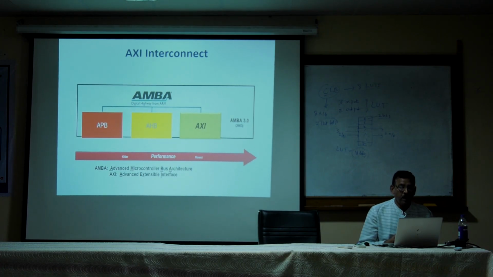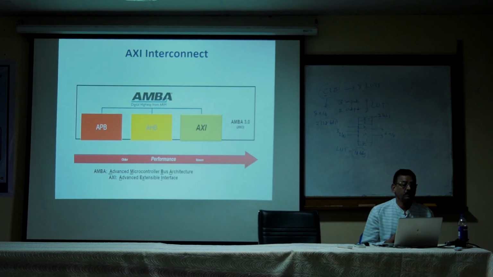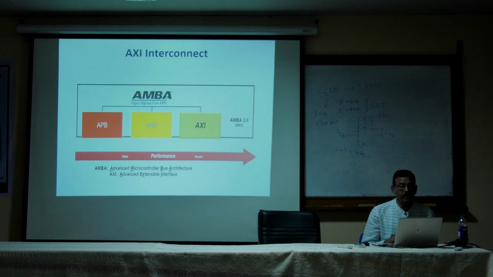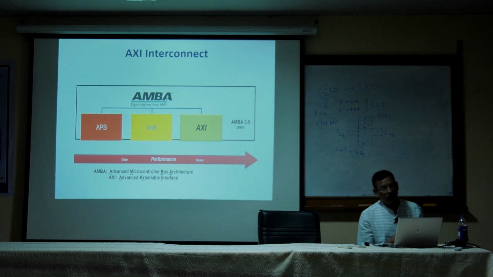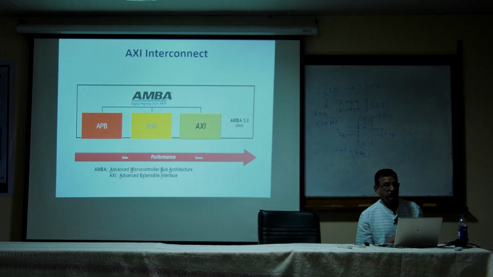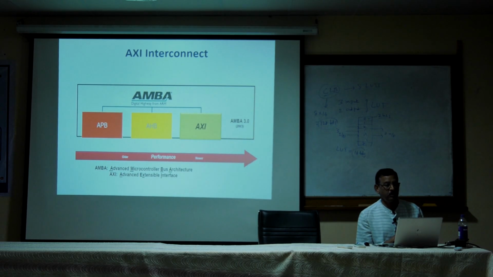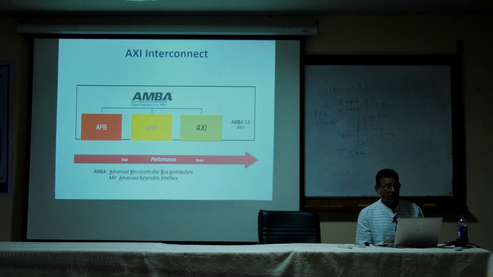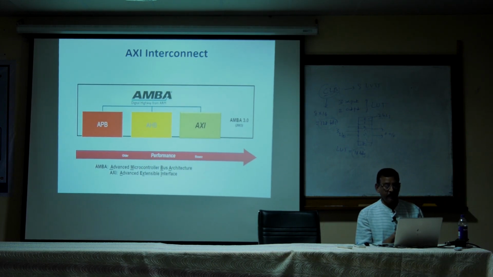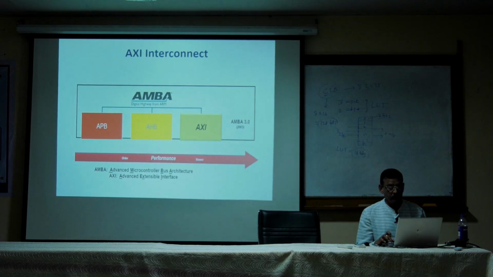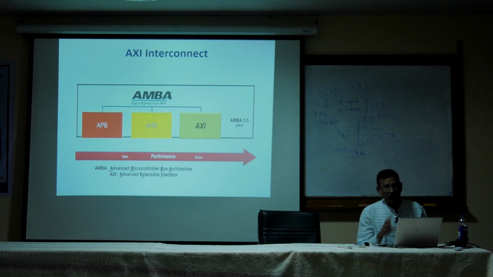AXI here is the Advanced eXtensible Interface. This is for Xilinx FPGA, mainly for Xilinx logic interconnection purposes; this AXI is used for Xilinx FPGA fabric interconnection. But it is developed by the ARM organization only, the AXI AMBA bus. APB and AHB are all part of AMBA only.